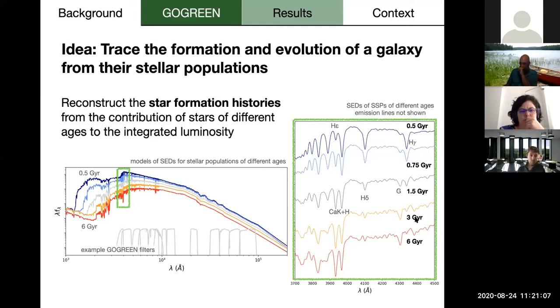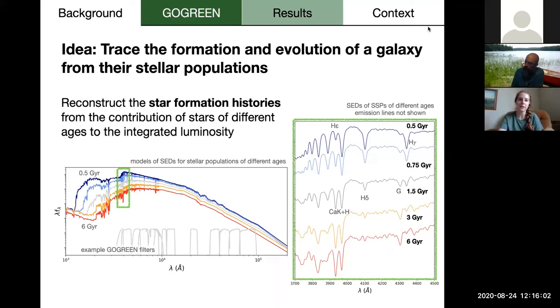And something that's relevant in the next slide that I want to point out here is you can see that a stellar population of half a gigayear is noticeably different than one that's 1.5 gigayears. But there are much more subtle differences once you get to older ages. So 3 gigayears will look more similar to a stellar population of 6 gigayears.